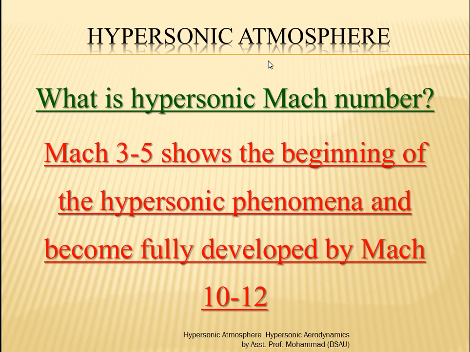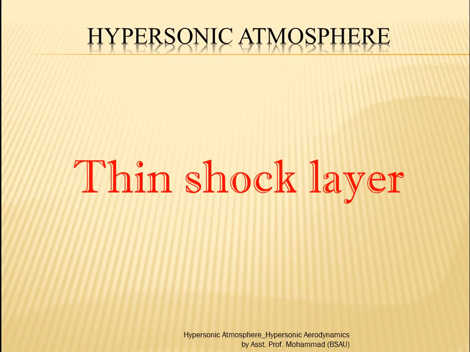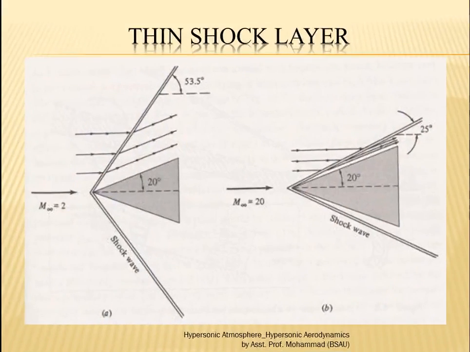So conveniently we can say that these phenomena start showing their existence at a Mach number as low as 3 to 5 and become fully developed by Mach number 10 and 12. So when we have a Mach number beyond 10 or 12, we can say it's fully developed hypersonic flow. Thin shock layer. This is one of the characteristics of the hypersonic flow regime. So let us see what it actually is.